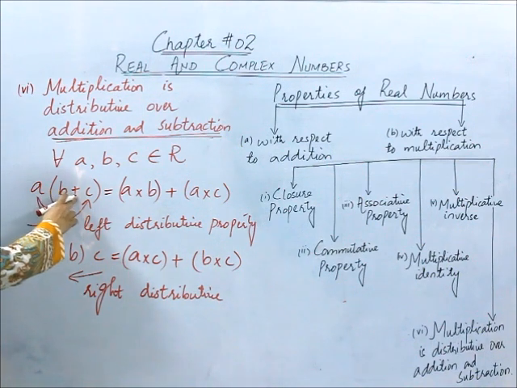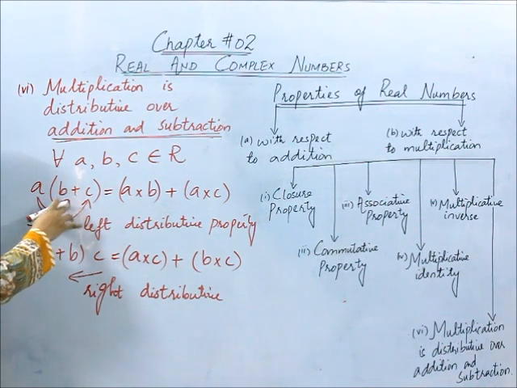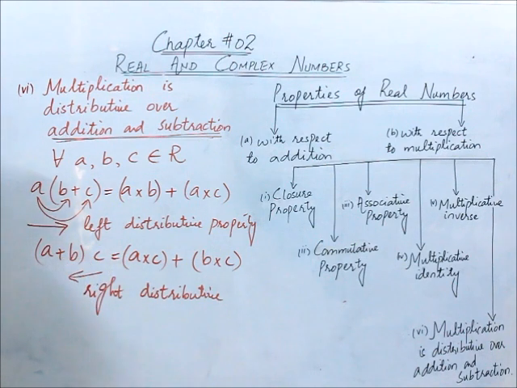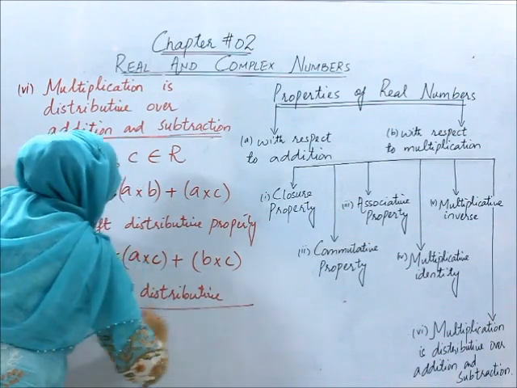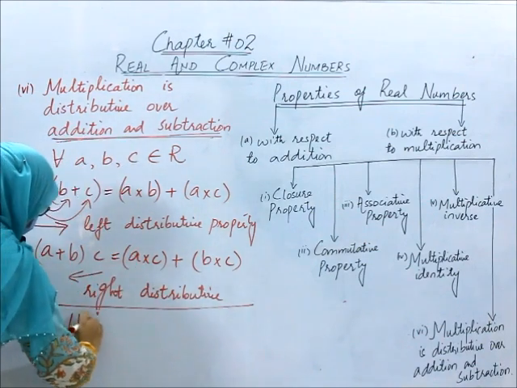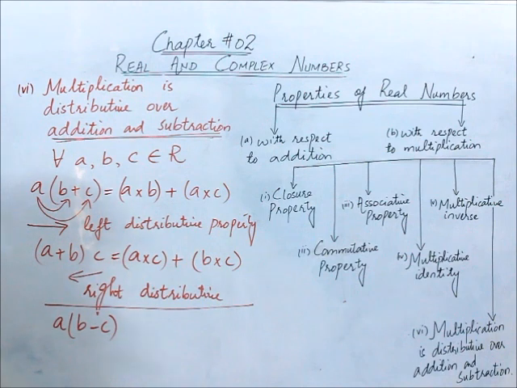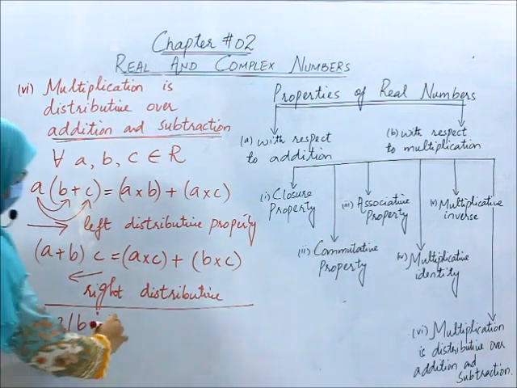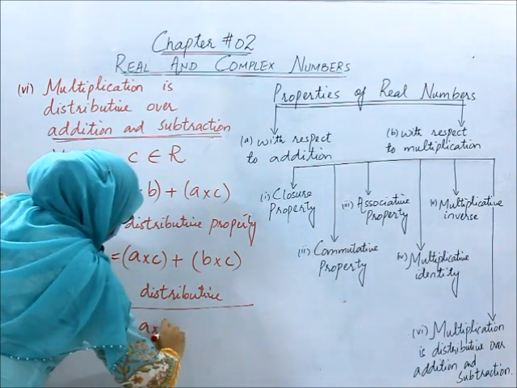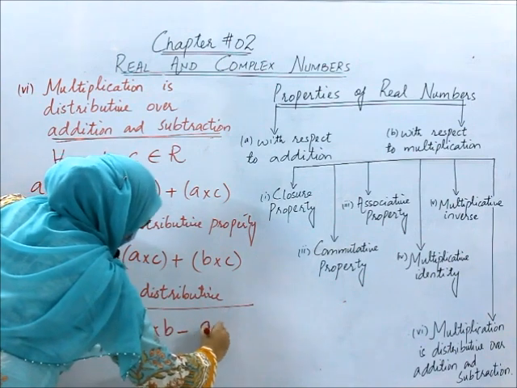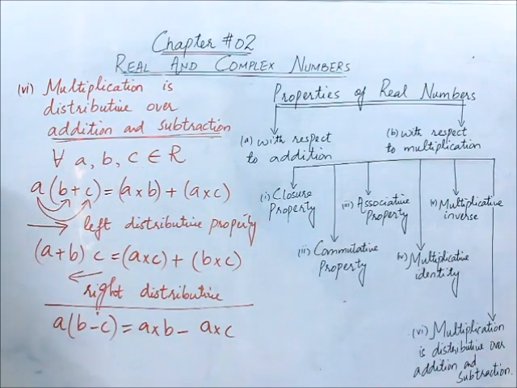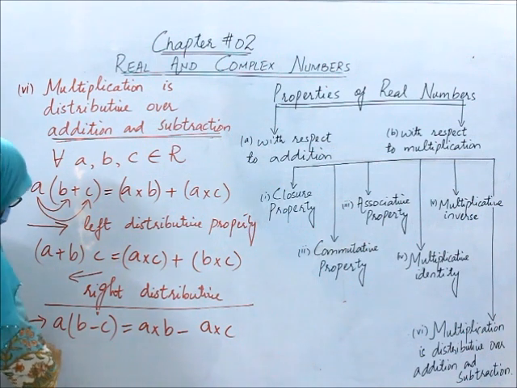Similarly, if we replace the sign of addition with subtraction, it would become a distributive property of multiplication over subtraction. That is, left distributive law would be A into B minus C. How would we multiply? We will multiply A into B minus A into C on the similar pattern. Just the sign of addition would be replaced with the sign of subtraction. So this is left distributive law, and the other one is the right distributive law.